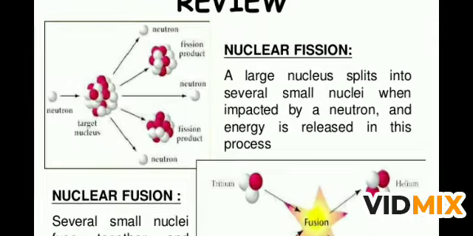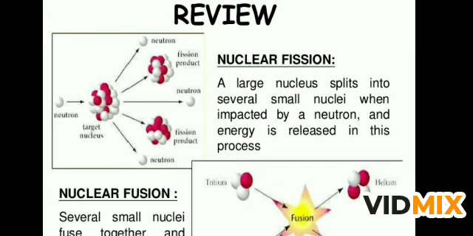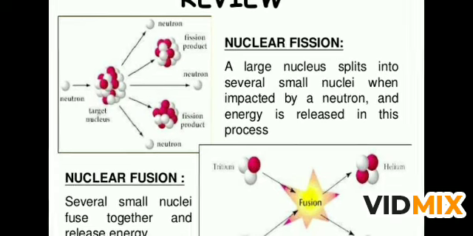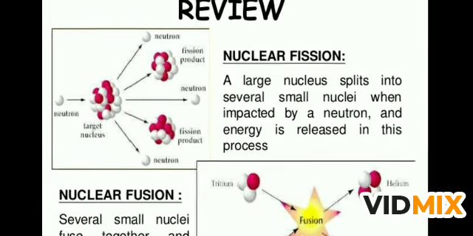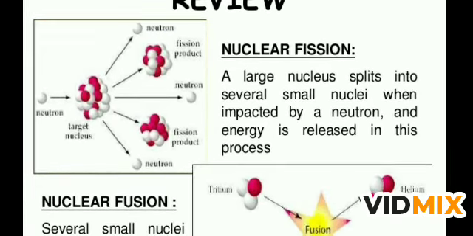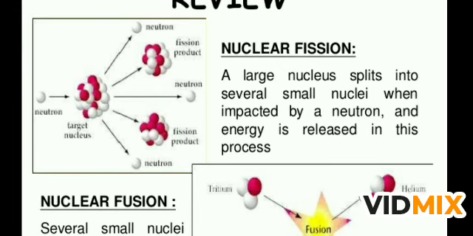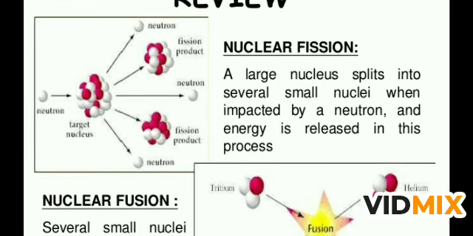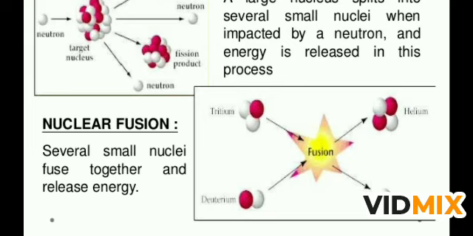Now we can review nuclear fission and nuclear fusion reactions again. Nuclear fission is when a large nucleus splits into several small nuclei when impacted by a neutron, and energy is released in this process. And the next is nuclear fusion. Several small nuclei fuse together and release energy.